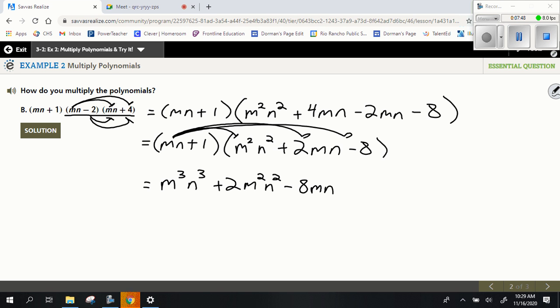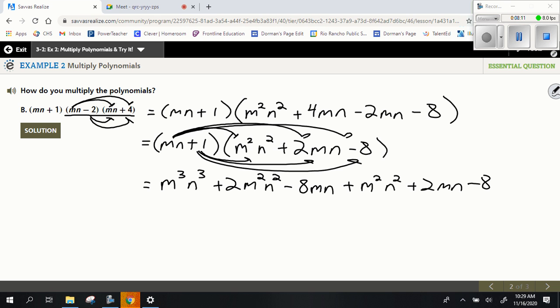Beautiful. Last one. Now let me make sure that the 1 has been multiplied times each of these terms. So 1 times m squared n squared is just going to be m squared n squared, right? Not going to change it. And in fact, multiplying any of these terms by 1 isn't going to change any of them at all. But now we've got our parentheses gone.